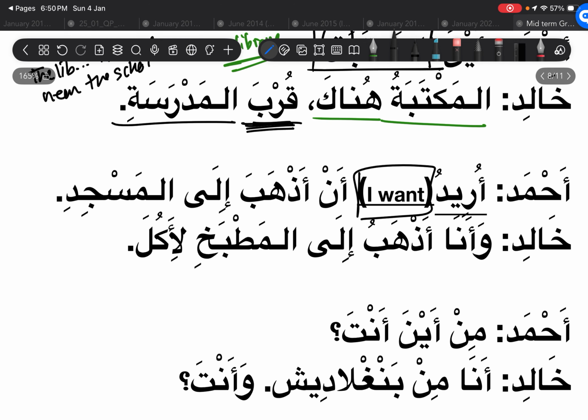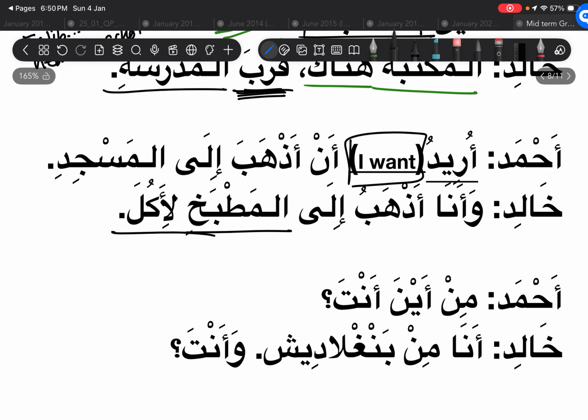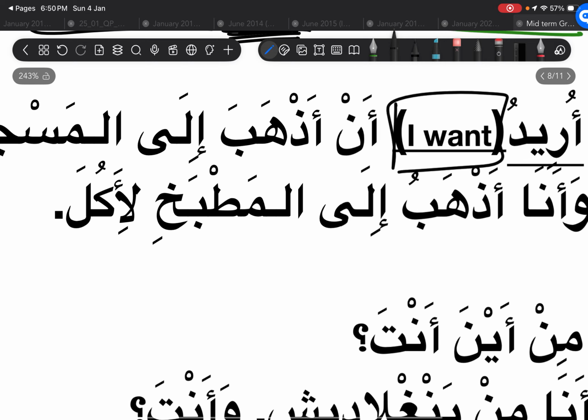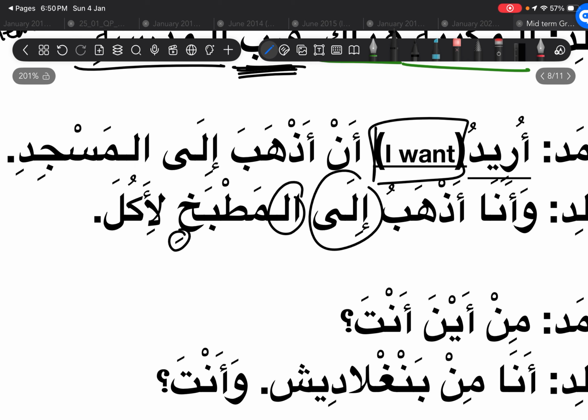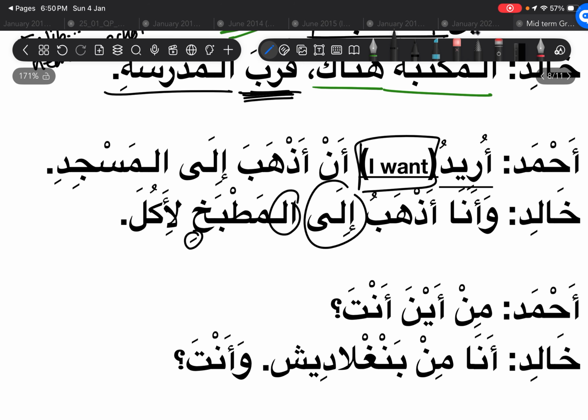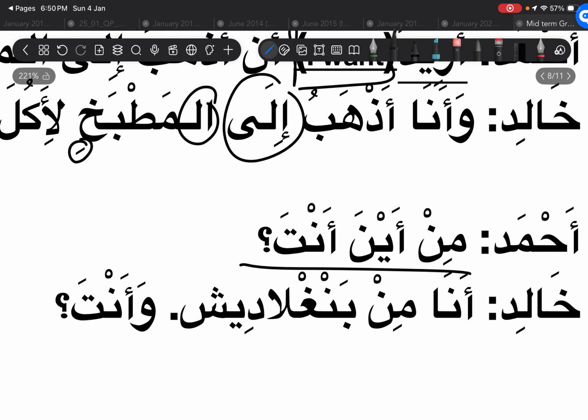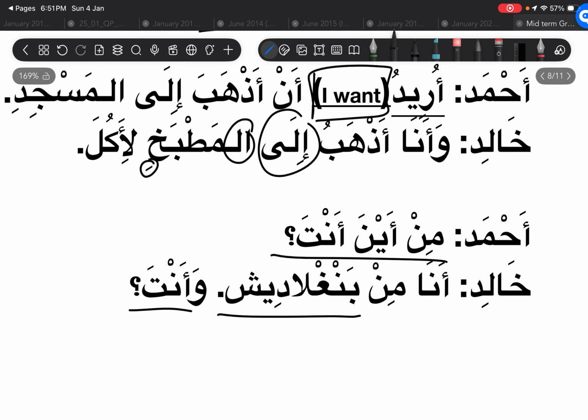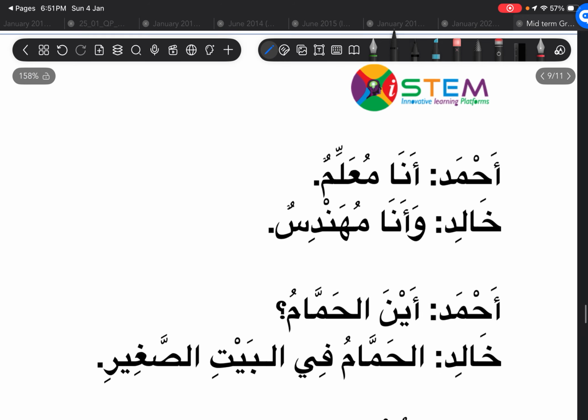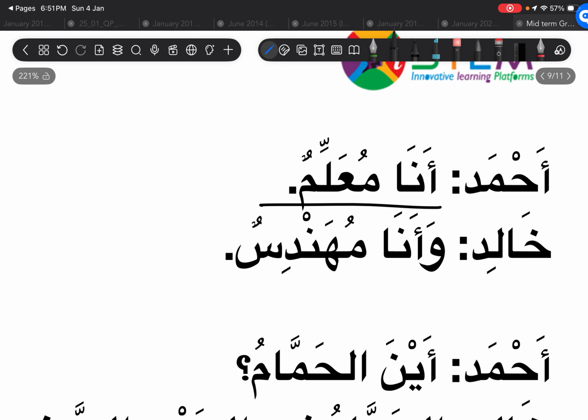وأنا أذهب إلى المطبخ. مطبخ means kitchen. لأكل, to eat. And I want to go إلى, to, and you should notice the preposition alif lam kasra, the rule we learned way back in lesson 4. لأكل, to eat. من أين أنت, where are you from? أنا من Bangladesh. وأنت, I'm from Bangladesh, and you? Ahmed. أنا معلم, I am a teacher. معلم means a teacher.